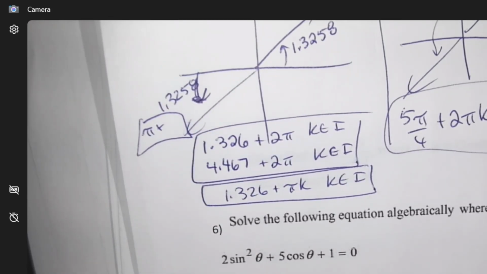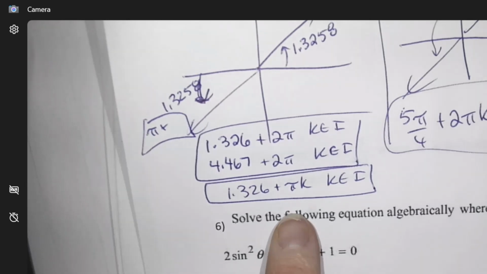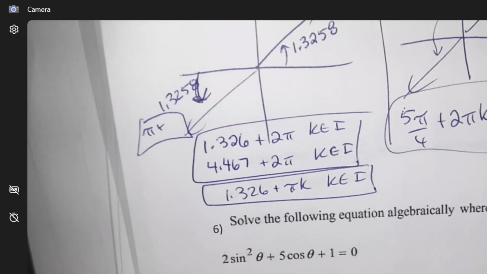So this pi k thing only works with tan, right? It'll never work with a sine or a cos, because tan is the diagonal.